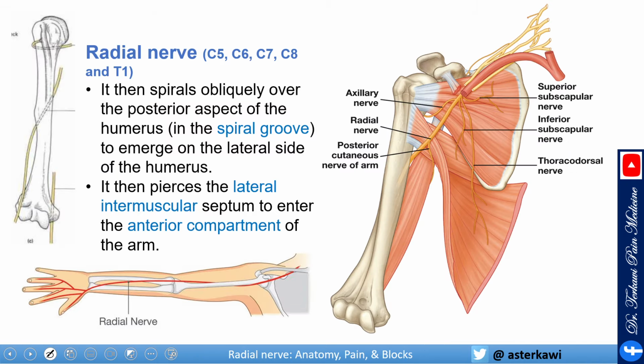It then spirals obliquely over the posterior aspect of the humerus in the spiral groove. This is the spiral groove here, to emerge on the lateral side of the humerus. So very important to keep this picture in mind that shows you the course of the radial nerve from the origin to the end: posterior compartment, then it takes the turn around the humerus in the spiral groove, then it comes from the lateral to the anterior compartment at the distal humerus level.